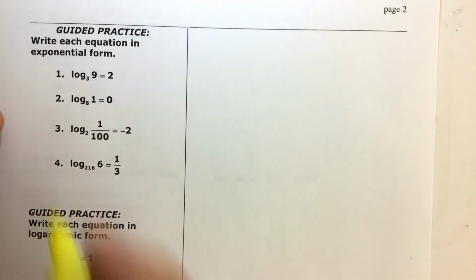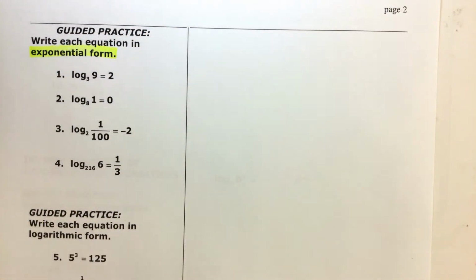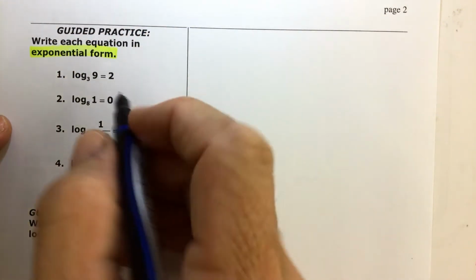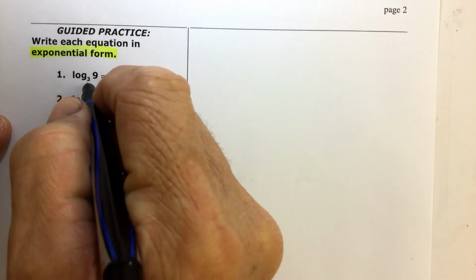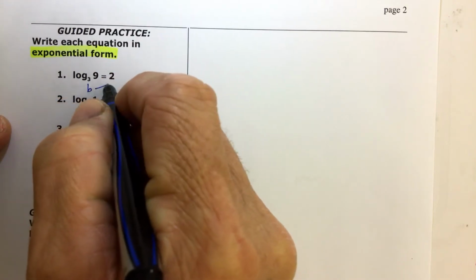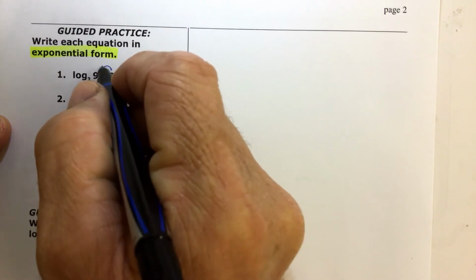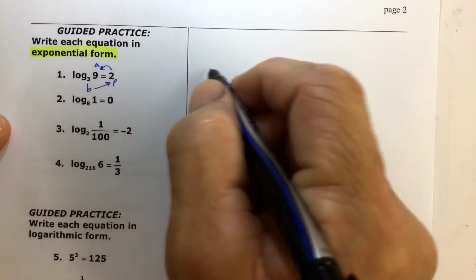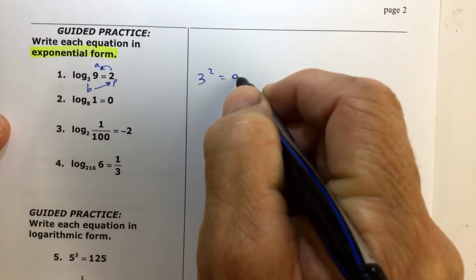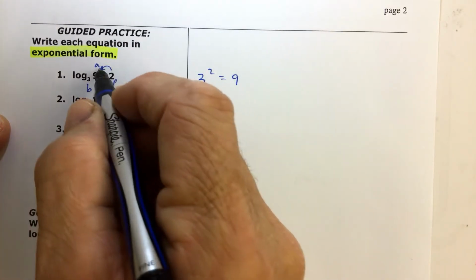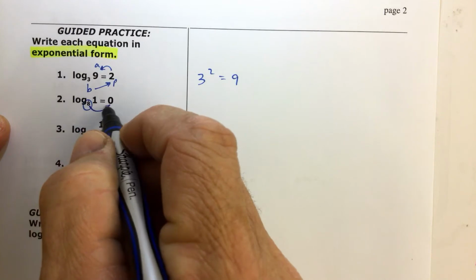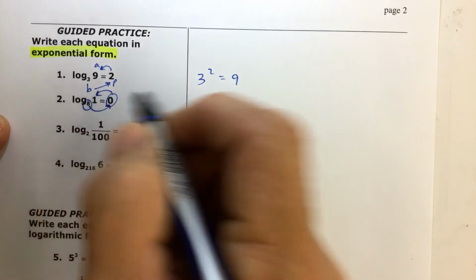In this video, we're going to do a few examples of how to manipulate log expressions. In the first section of problems, we're going to be writing the equations in exponential form. And if you remember, the base raised to the power equals the answer. So we write 3 squared is equal to 9. 3 to the second power equals 9.